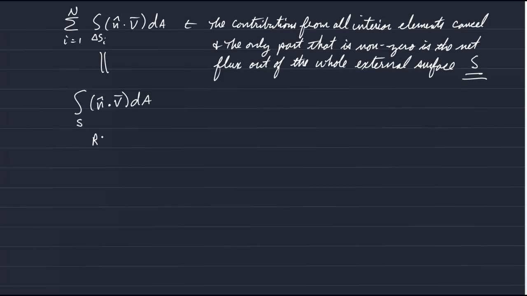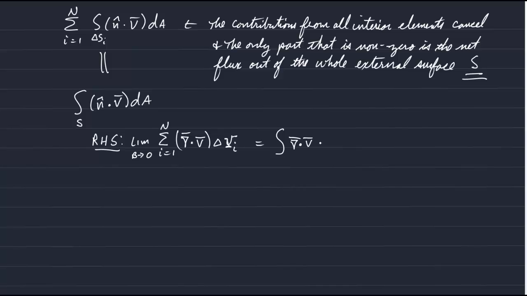Now the right-hand side, as you'll recall, was the sum from I equal to 1 to n of the divergence within each little volume, delta V sub I. And if we take the limit as the largest lateral dimension of that box goes to 0, then this turns into an integral of div V dV over the whole volume. So that's the right-hand side. So we're left with the divergence theorem.